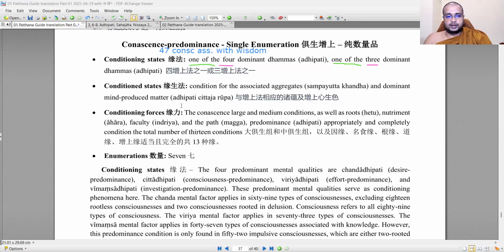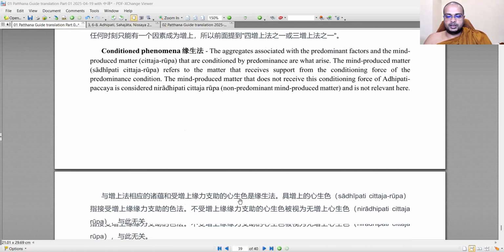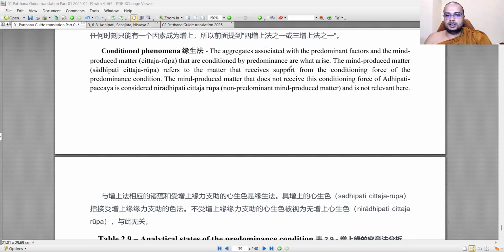Right. So regarding the conditioned phenomena, it is applicable for the associated aggregates with the predominant factors, and also the mind produced matter, the chitta jarupa only. When it comes to the analytical states, in general it will be explained as the mind produced matter as Sadipati Chitta Jarupa. Sadipati means the mind produced matter which has the Adhipati.